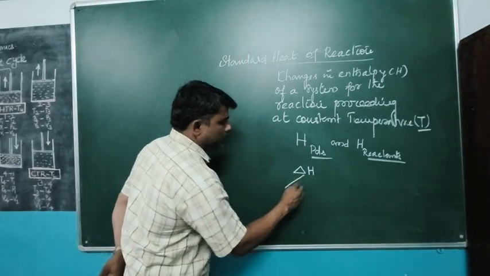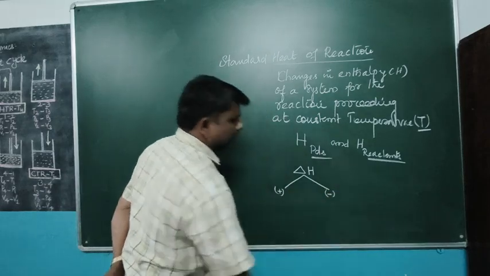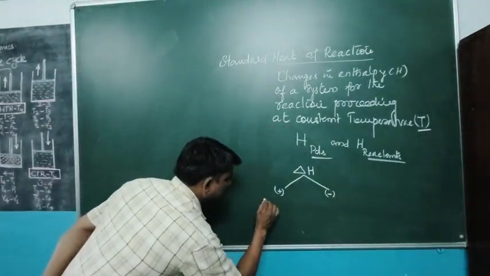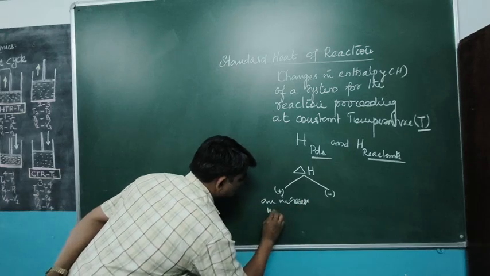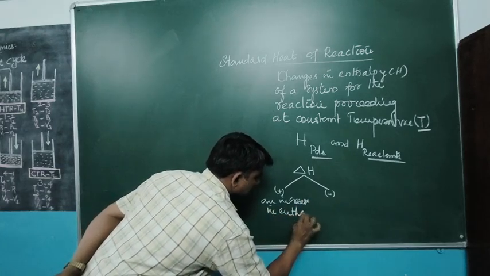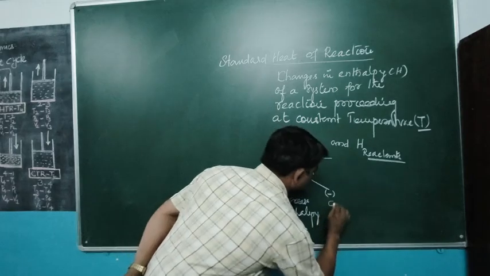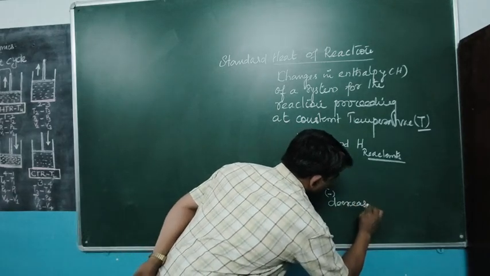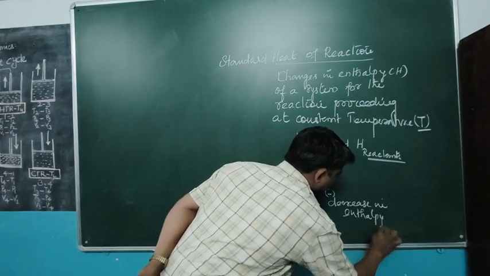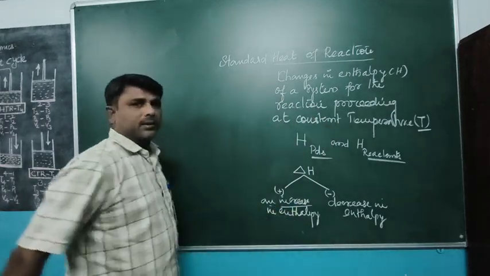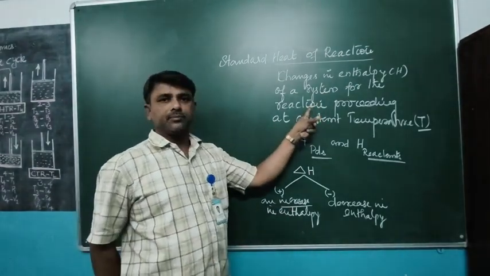The magnitude has two signs. One is positive, another one is negative. Positive means an increase in enthalpy. Negative sign means a decrease in enthalpy. Increase in enthalpy means we are supposed to supply a certain amount of energy to proceed the reaction.